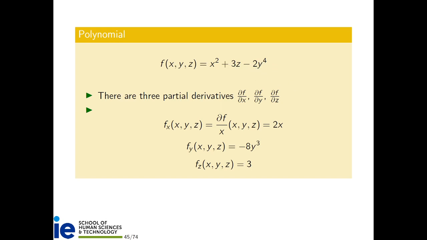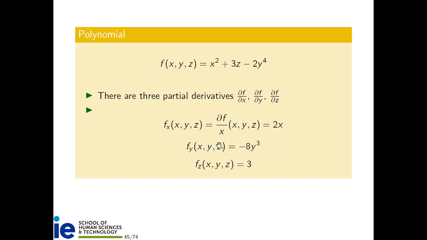So when I do that, for example, let's suppose that I compute the derivative with respect to x. Then here, whatever is not x is considered as constant. And x is the only variable that I consider as unknown. So what I would do is compute the derivative with respect to x of these. 3z and 2y to the 4 are constant, and therefore the derivative is 0. These are cancelled. The only thing that I compute the derivative of is x squared, and the derivative with respect to x of x squared is 2x.